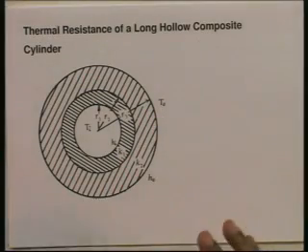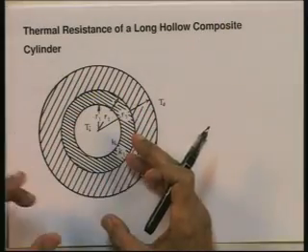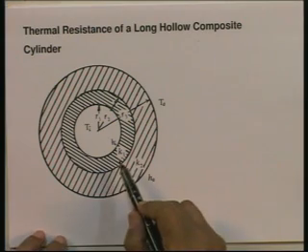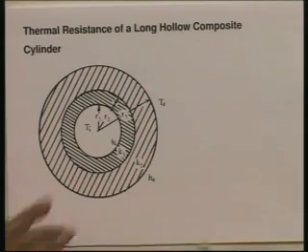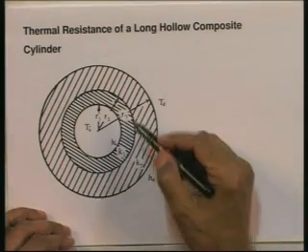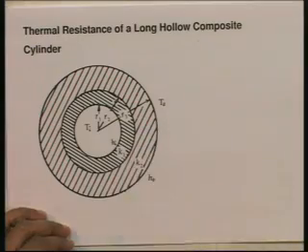Now, let us move on to the thermal resistance of a long hollow composite cylinder. So, instead of a composite slab, now I have a composite cylinder. Let us look at this figure. Here I have a composite cylinder, a long composite cylinder made up of two materials. Thermal conductivity is K 1 and K 2. The inner cylinder has radius R 1 and R 2, the outer cylinder has R 2 and R 3.